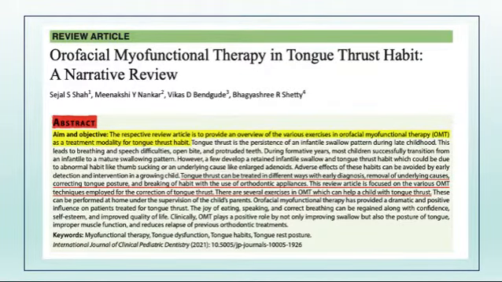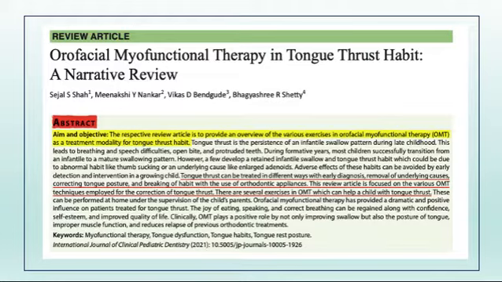In this article, Orofacial Myofunctional Therapy in Tongue Thrust Habit. Aim and objective. The respective review article is to provide an overview of the various exercises in orofacial myofunctional therapy as a treatment modality for tongue thrust habit.